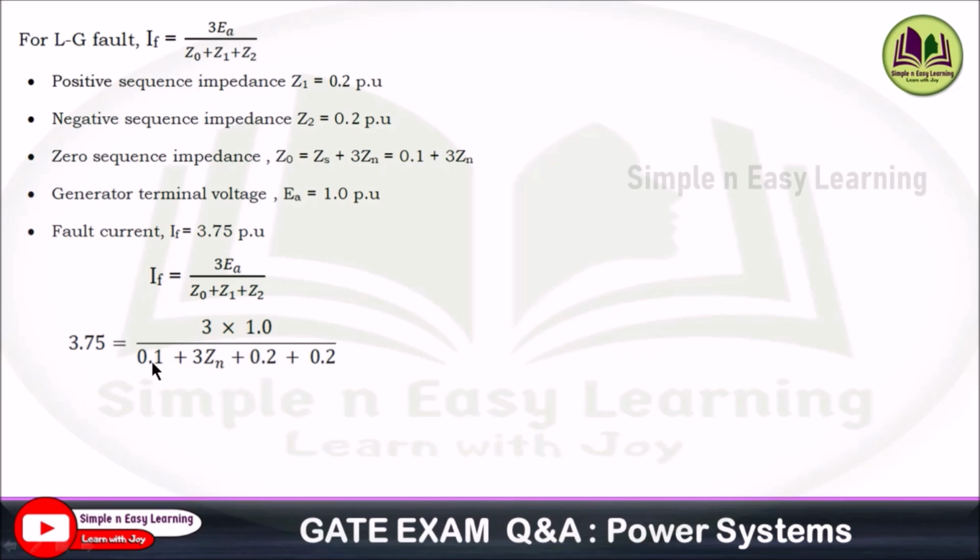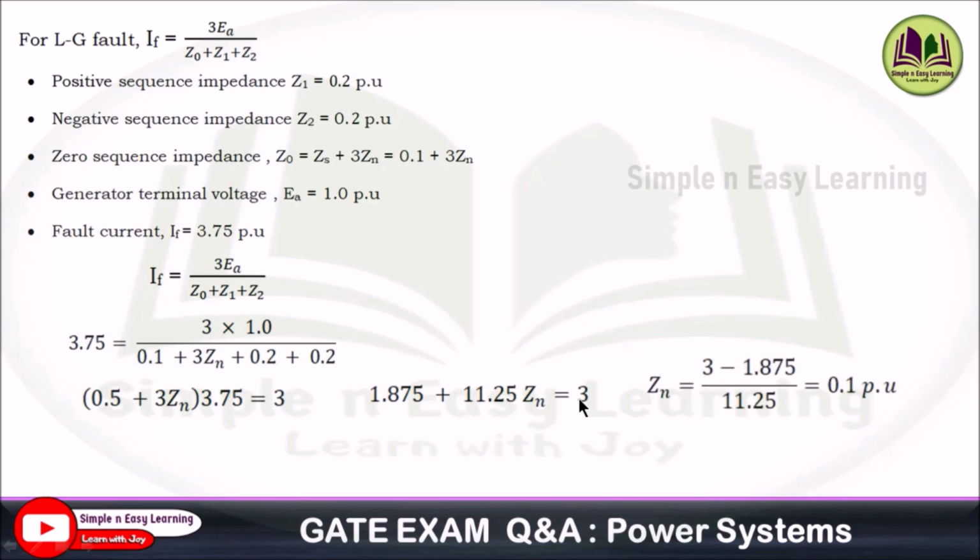From this we can simplify. Here it is 0.2 plus 0.2 plus 0.1, which becomes 0.5. Take this to this side, multiply and simplify. Multiply inside the bracket, and you will get this expression. So Zn equals 3 minus 1.875 divided by 11.25. That gives you 0.1 per unit. So the correct answer is 0.1 per unit. This is the reactance required to be connected between the neutral and ground.